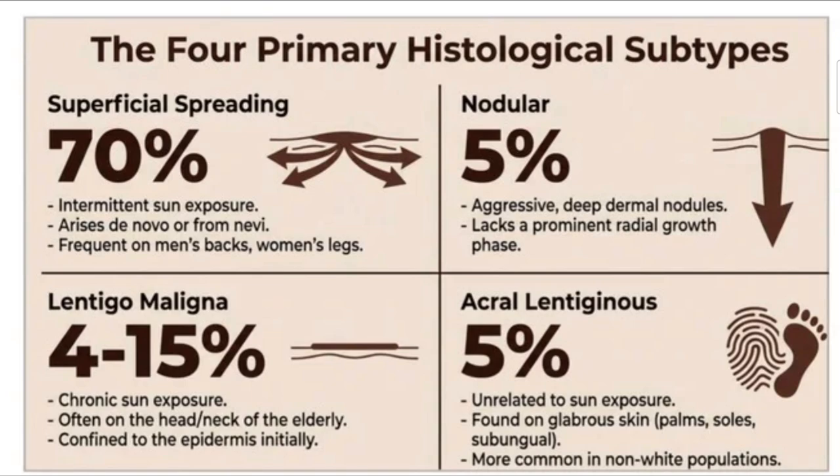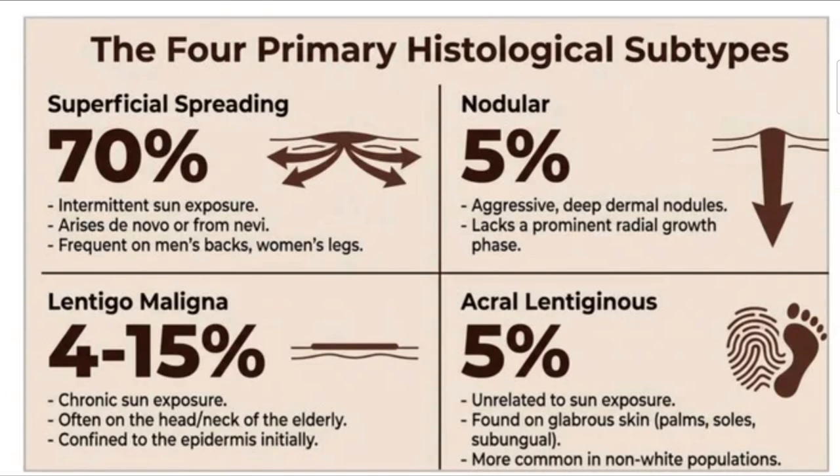This shows the main histological subtypes of malignant melanoma. There is superficial spreading melanoma, 70%. It is the most common. Causes are intermittent sun exposure, occasional intense UV exposure like sunburn. It can develop de novo on normal skin or from a pre-existing nevus, a mole. Common sites are the upper back in men and the legs in women.